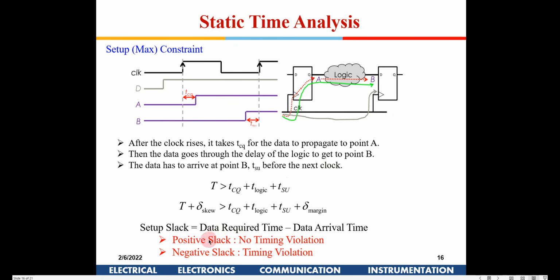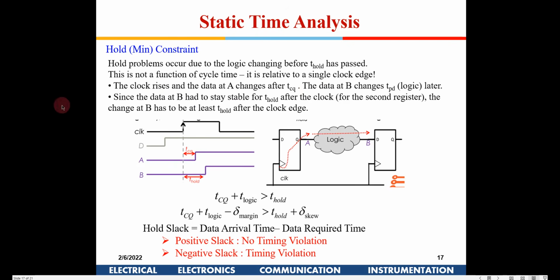Yeah, so we were saying we need to compute the slack. The slack has to always be positive, so that means there is no timing violation. Is it clear to all of you? Yeah, Ravi, Prerna, is it okay?